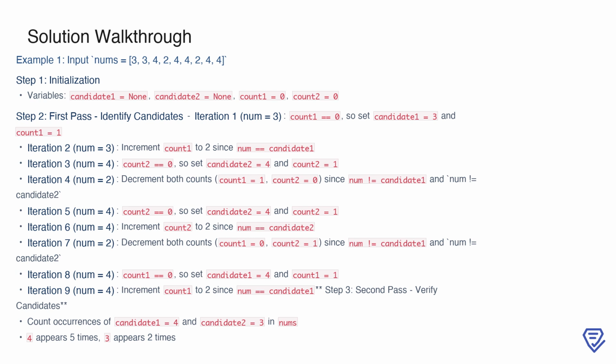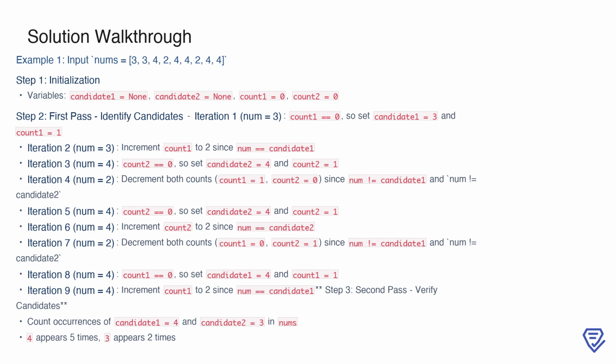As we continue, numbers that do not match either candidate decrement both counts. For example, when number is 2, both counts are decremented. This process continues, dynamically updating the candidates and their counts based on the rules. By the end of the first pass, candidate 1 is 4 with count 1 equals 2, and candidate 2 is 3 with count 2 equals 1.